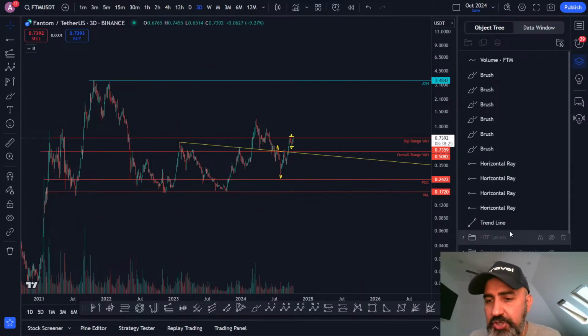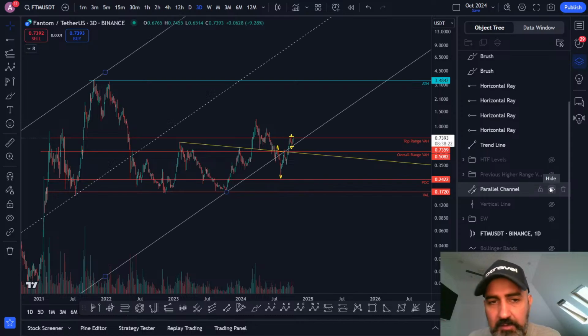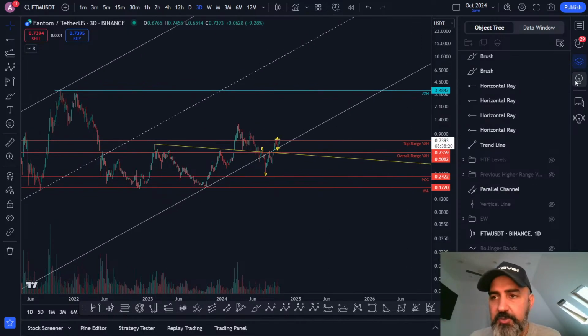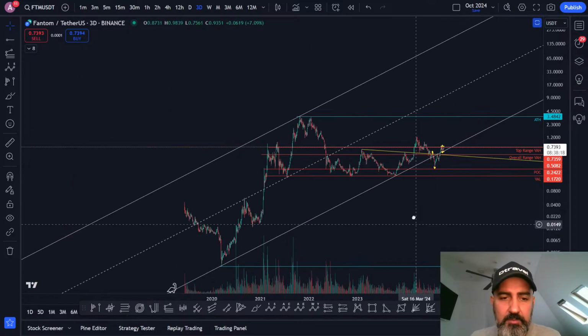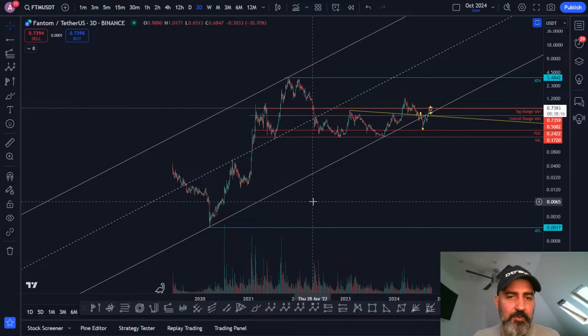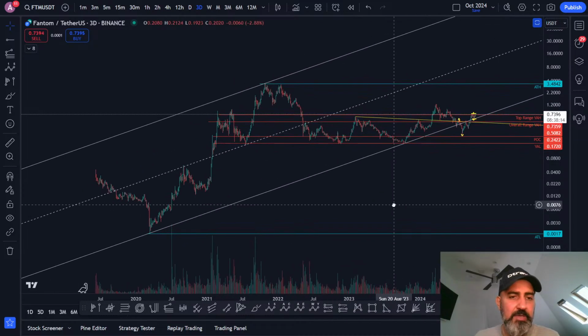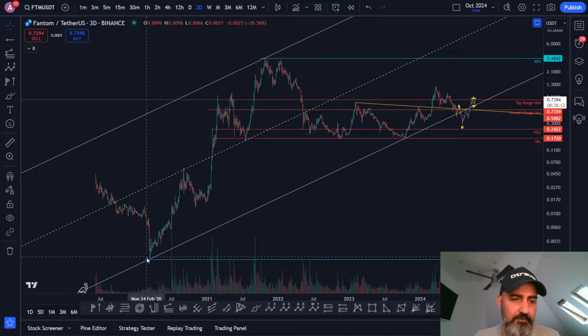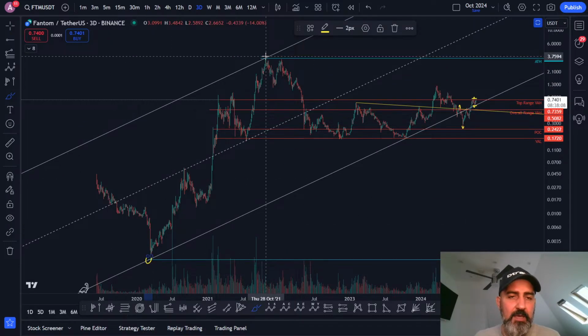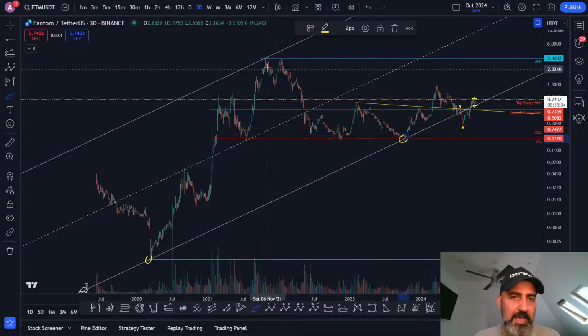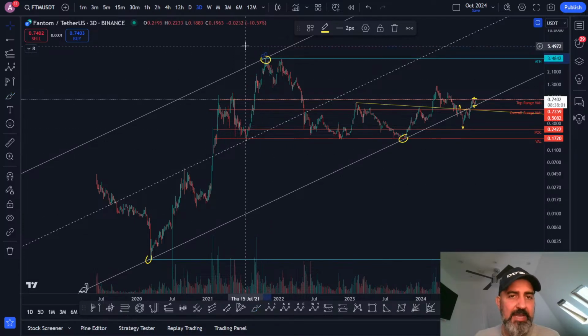I had this previous channel as well. Do I still have it? Yeah. Okay, so this is quite interesting. So I've got this channel from before. This is a higher time frame channel, from this pivot here to this pivot. That's the bottom, and it's a parallel channel connected to the all-time high.